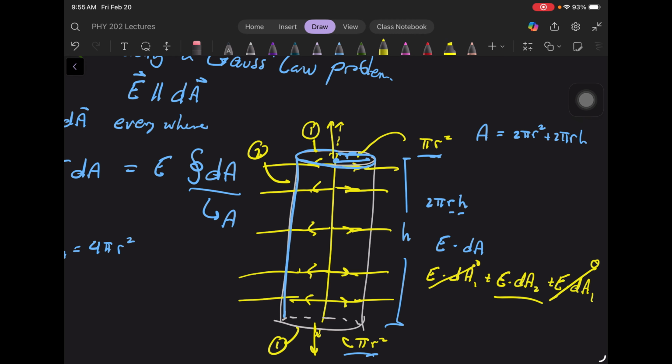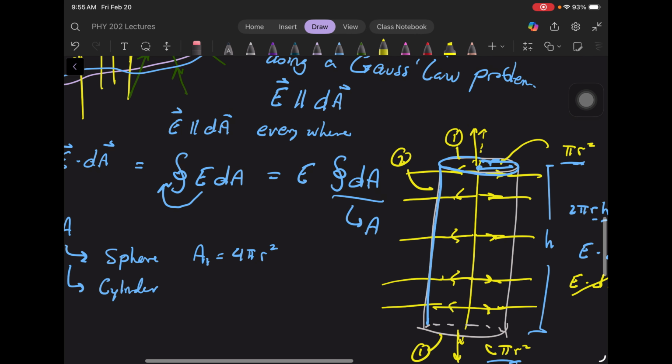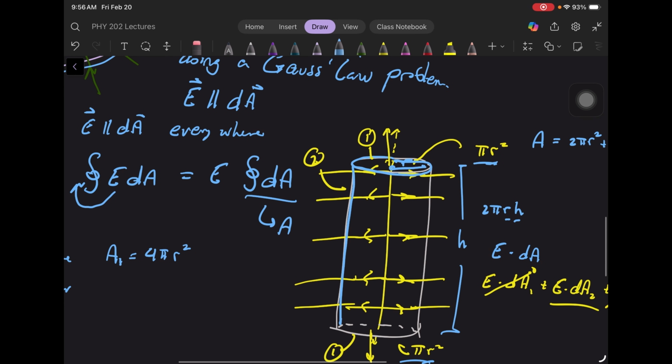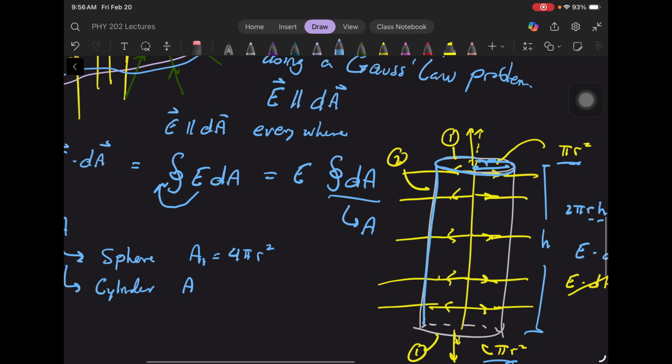And so when we talk about the area of our Gaussian cylinder, oftentimes we are just going to have the area 2 pi rh. And we'll see some of this in some practice problems.